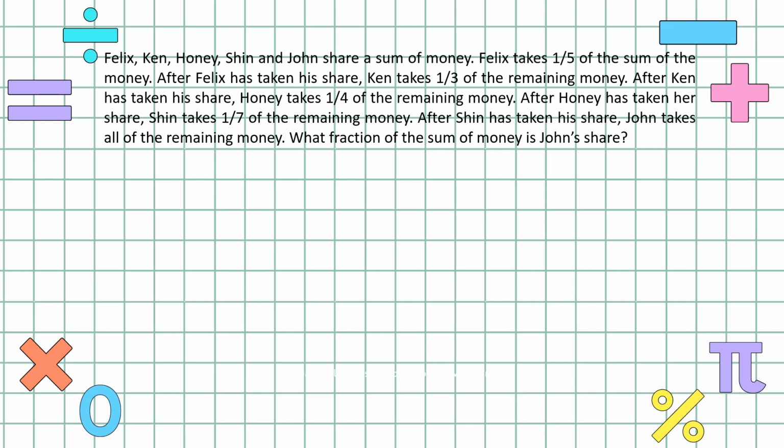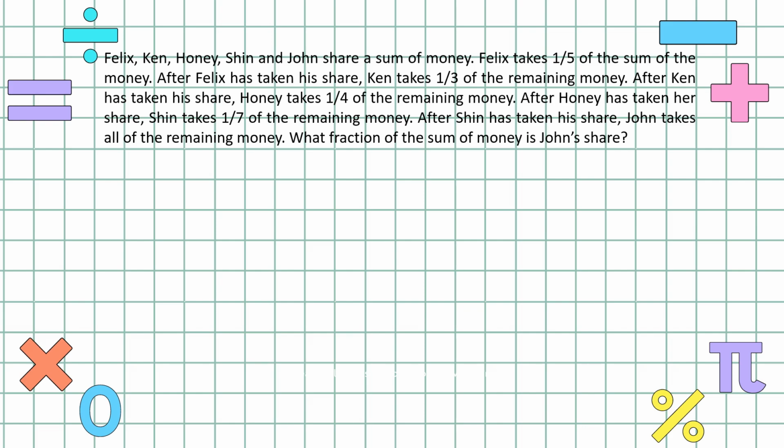So now, let us first read and analyze our given problem. Felix, Ken, Hani, Sheen, and John share a sum of money. Felix takes 1/5 of the sum of the money. After Felix has taken his share, Ken takes 1/3 of the remaining money. After Ken has taken his share, Hani takes 1/4 of the remaining money. And after Hani has taken her share, Sheen takes 1/7 of the remaining money. After Sheen has taken his share, John takes all of the remaining money. What fraction of the sum of money is John's share?